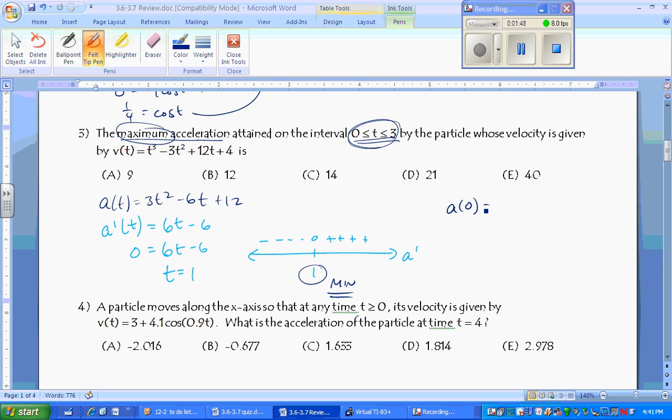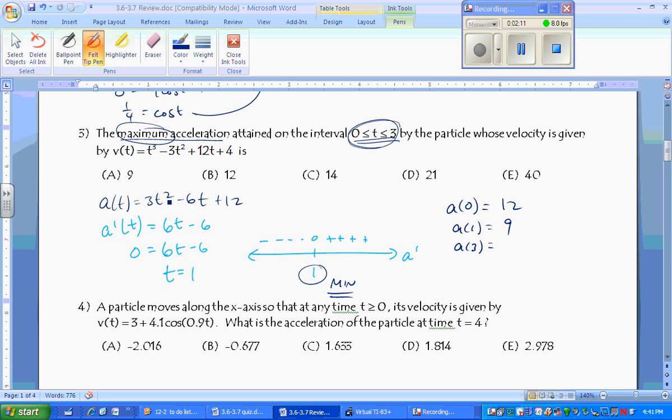acceleration at 0, 1, and 3. So if we put 0 into the equation for acceleration, we get a value of 12. If we put 1 in there, 3 times 1 squared is 3, minus 6 times 1 is 6, so negative 3 plus 12 is 9.